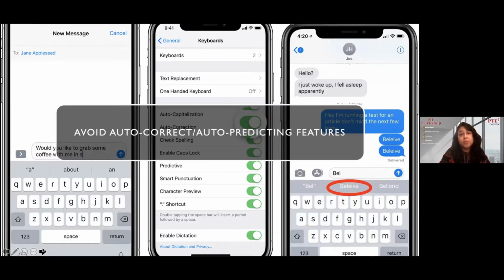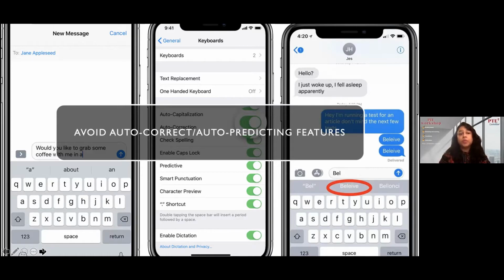Now, I am not asking you to do this when you are chatting or typing an email to someone really important from your workplace. Don't do that. But when you are chatting with your friends, with people you are comfortable with, turn off the autocorrect or auto-predicting features on your phone and focus more on your spelling and grammar. This is also another very interesting way to improve your vocab and spelling.